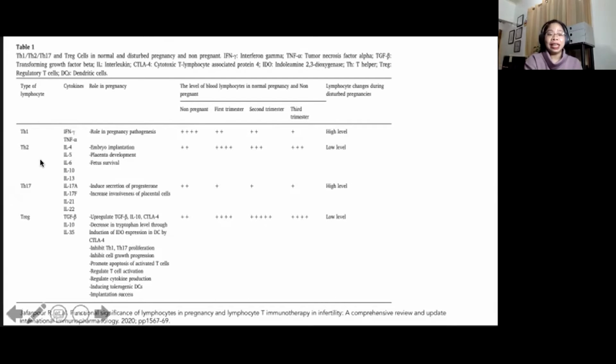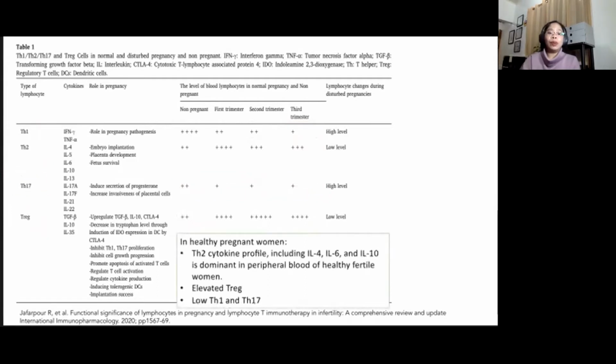As you can see here, a patient with normal pregnancy has very high levels of Th2, very high levels of T regulatory cells, low levels of Th1, and low levels of Th17. All of these create Th2 predominance, which increases the production of anti-inflammatory cytokines.